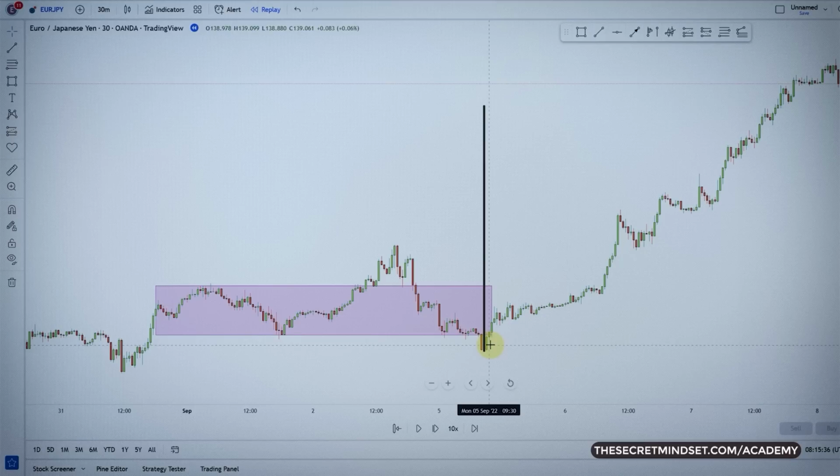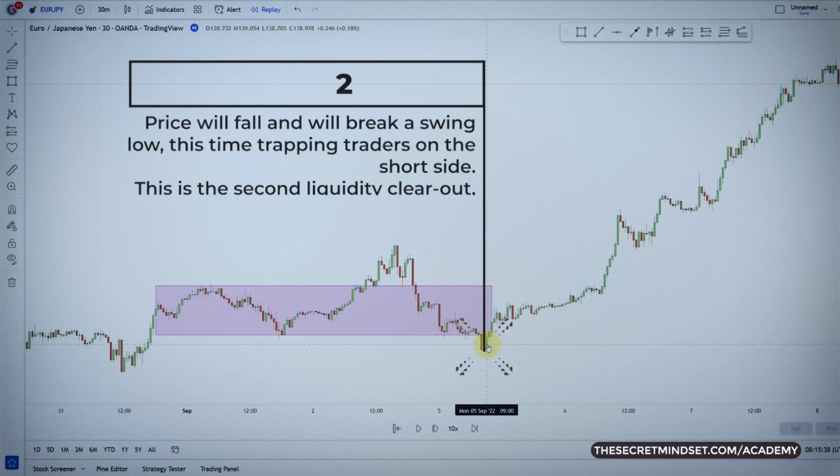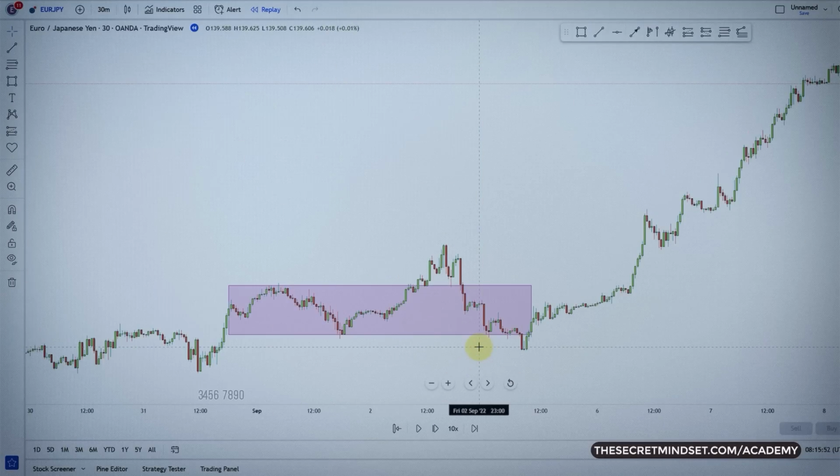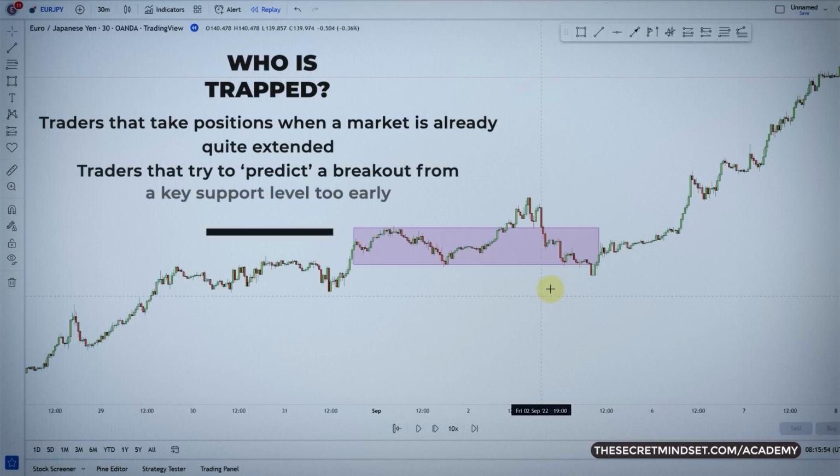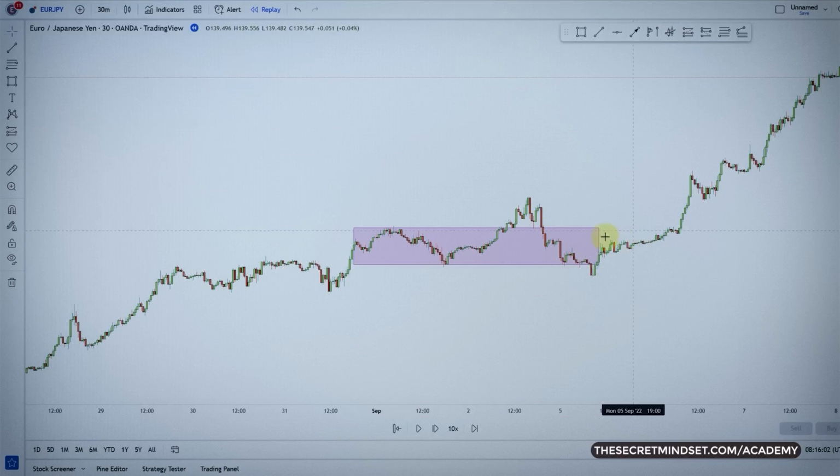The second part of the pattern consists in another trap. Price will fall and will break a swing low, this time trapping traders on the short side. This is the second liquidity clear out, designed to trap the weak hands in the market. This includes traders that take positions when a market is already quite extended, or they try to predict a breakout from a key support level too early.